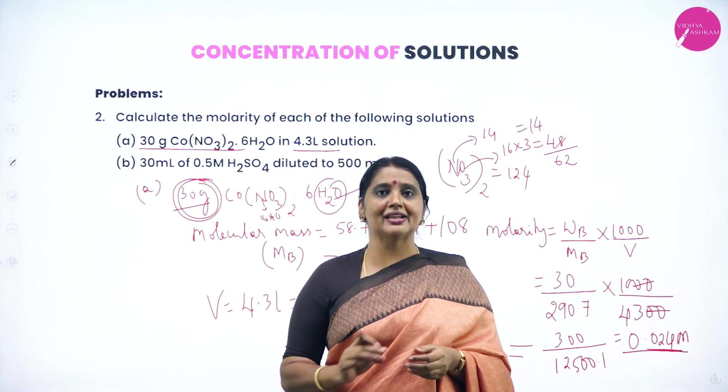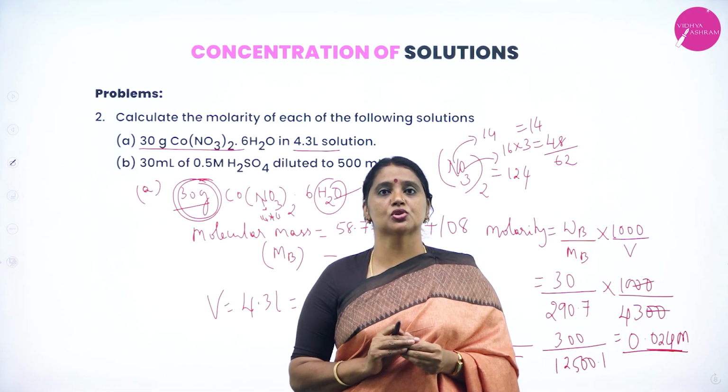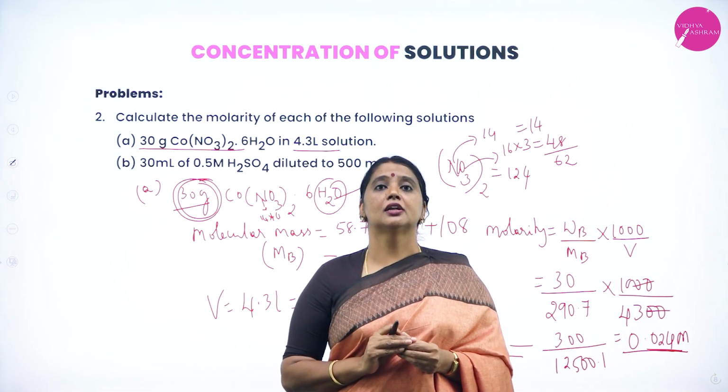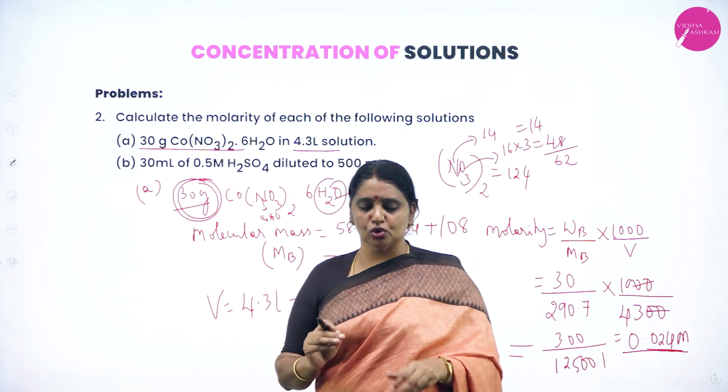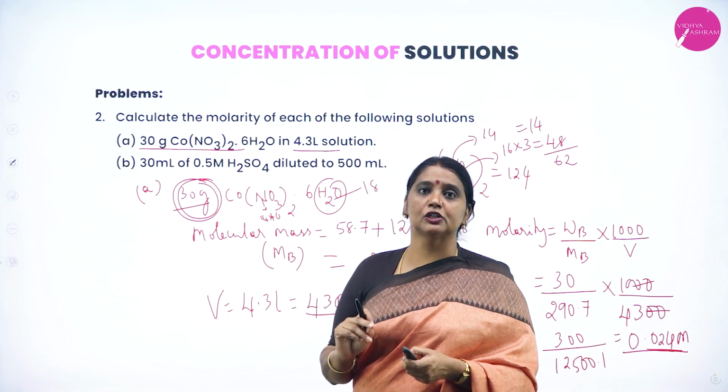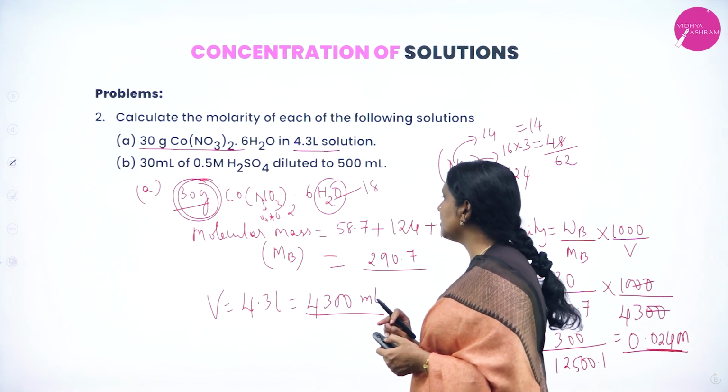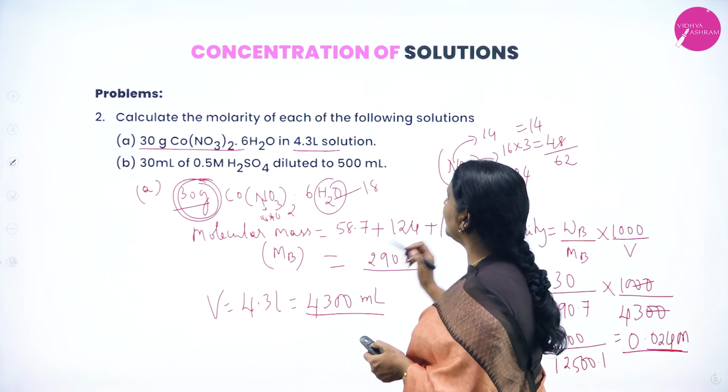How do you calculate the molarity of the solution? Molarity of the solution is calculated by using the formula WB divided by MB into 1000 divided by V. Okay, so now you will get the molarity.